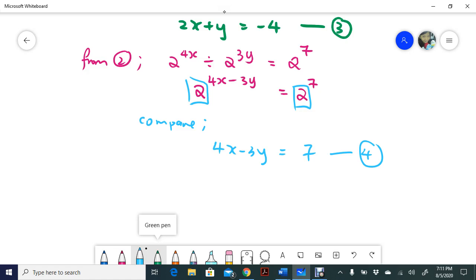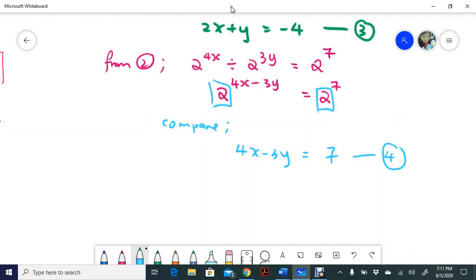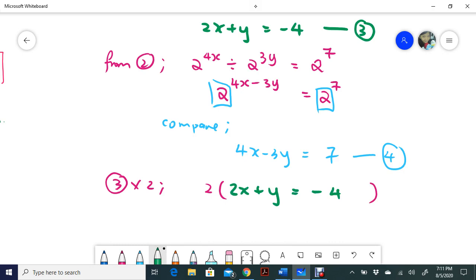Okay, let's say that we want to eliminate x. So your equation 3, you need to multiply by 2. So you end up with 4x plus 2y equal to negative 8. Do remember, fair and square: whatever you multiply, it applies to the left and also the right hand side. So here you have your equation 5.